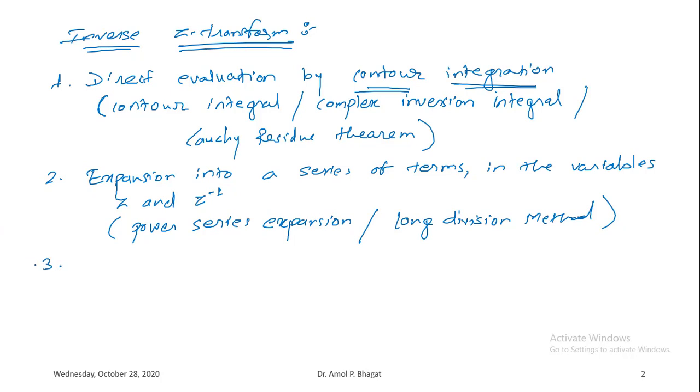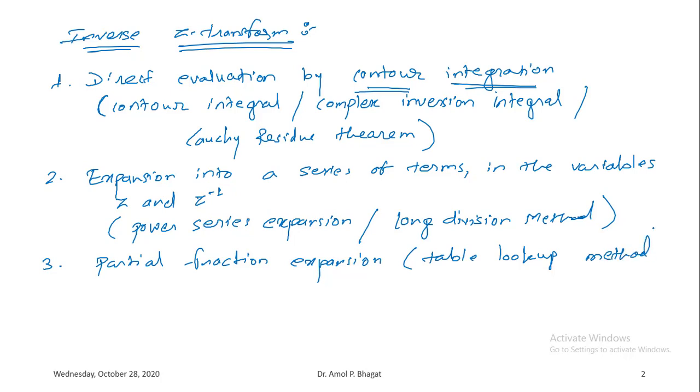The third one is the partial fraction expansion. It's also referred to as table lookup method. These three methods for identifying inverse Z transform we'll be discussing in subsequent sessions. Today we'll discuss the first method, that is direct evaluation by contour integration, or contour integral, complex inversion integral, or Cauchy residue theorem.